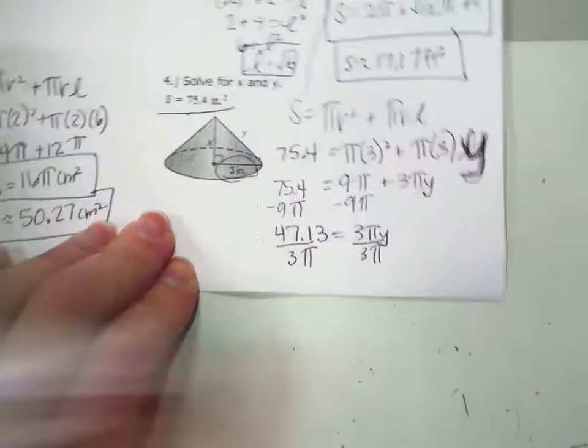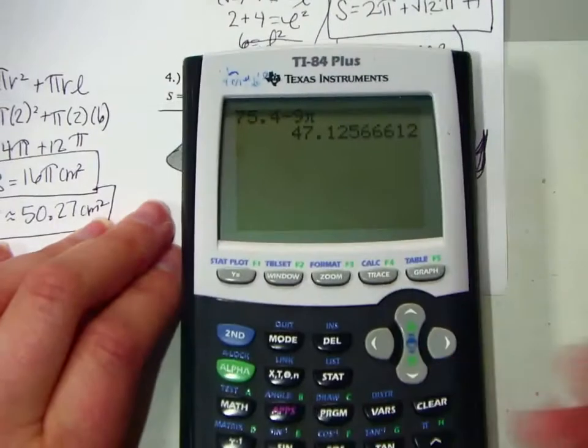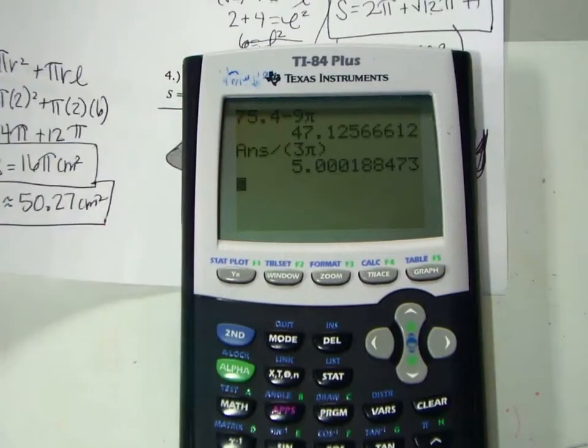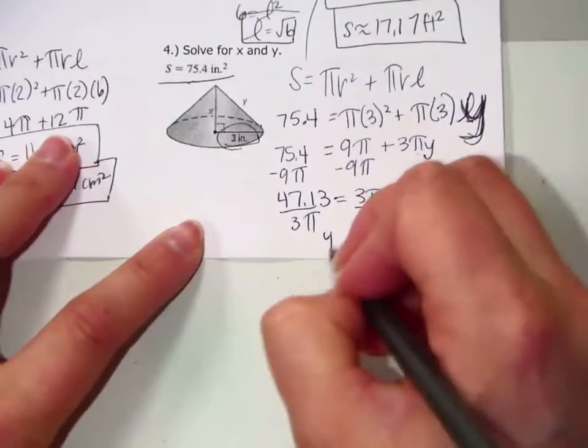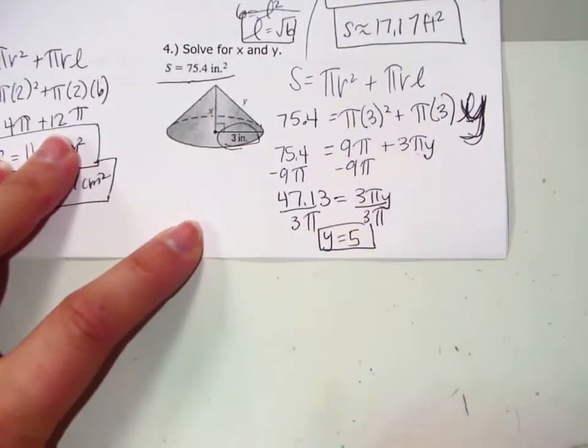Again, you can do that on your calculator. If you keep that 47.13 in your calculator, you can go ahead and divide by 3 pi all at once to get, that's really, really close to 5. So we're just going to go ahead and say that the value of y is 5.